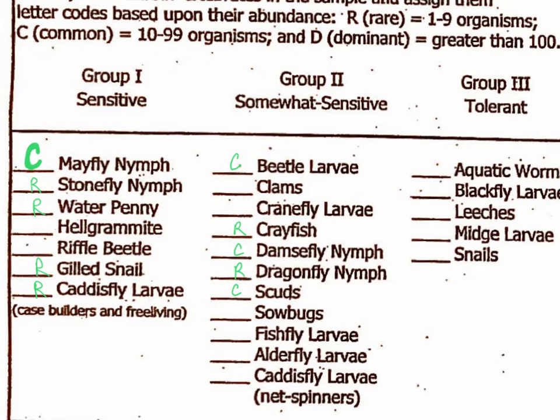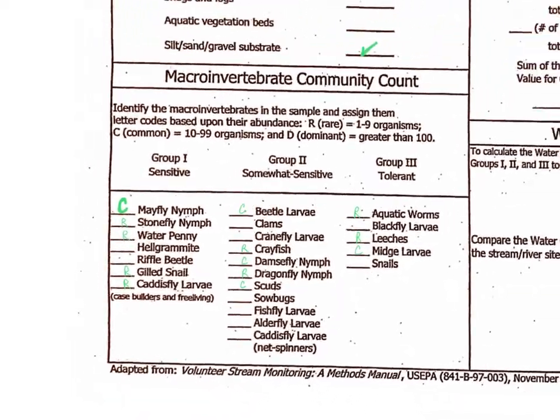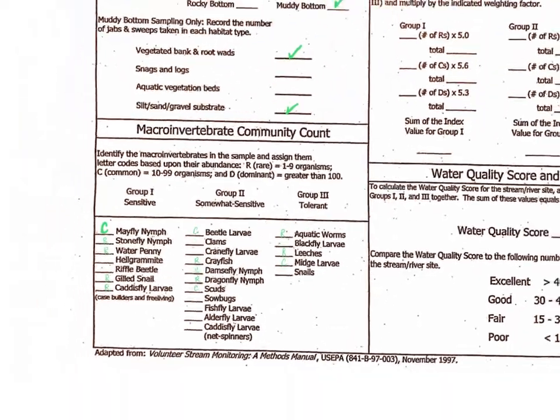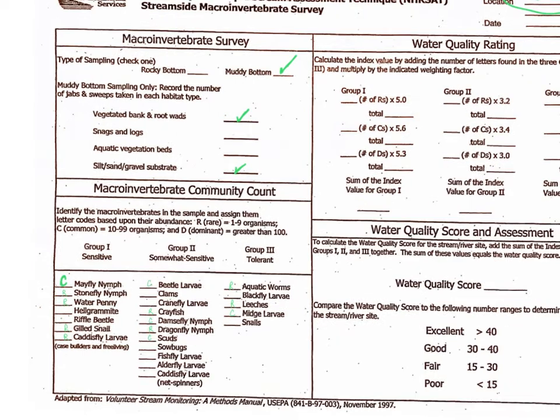Moving on to the next group, we have aquatic worms, leeches, and midge larvae. For aquatic worms and leeches, they are both rare. They're under 10, they're 6 and 1, respectively. And then midge larvae, we have 10, so that makes a C. Okay, so now we have our totals for 2019. Now we're going to go over here and do the math.